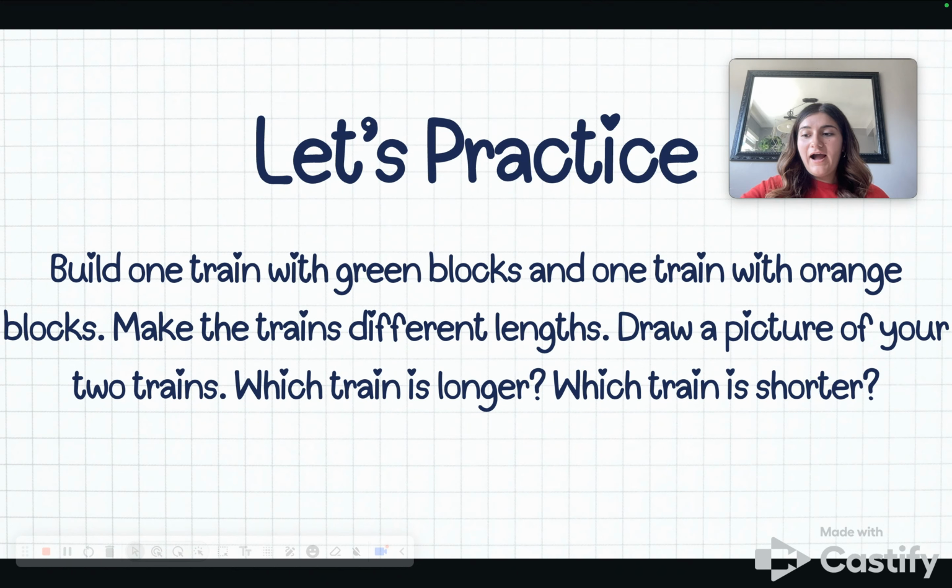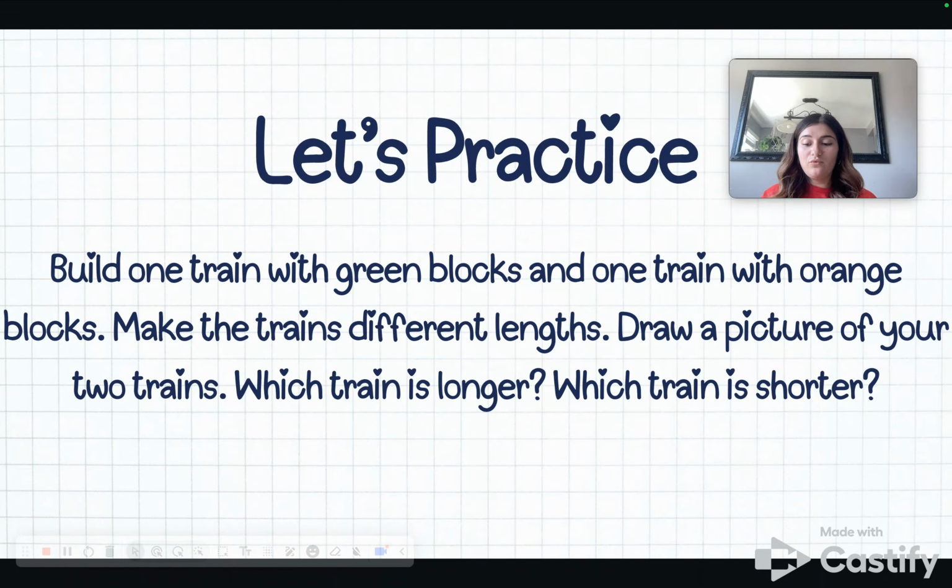Okay, so I see that someone has a green train that is only 1 block long, and his orange train is 2 blocks long. So let's hold it up. His green train is 1 block long, and his orange train is 2 blocks long. Now, can someone tell me which of these 2 trains is longer? Which one reaches farther than the other? The orange train. Why is the orange train farther? Right, because it reaches farther up than the green train does.